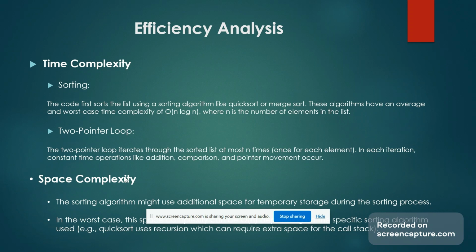So what we can conclude is that this provided code offers an efficient solution with a time complexity of O of n log n for finding the closest sum to 0. Also, the sorting step contributes the most significant factor to time complexity.